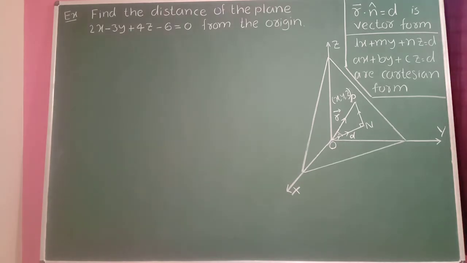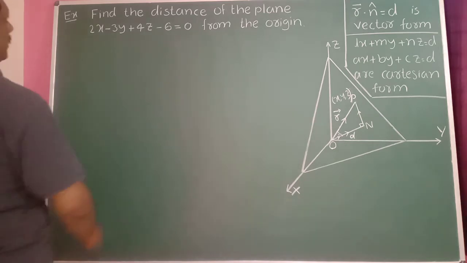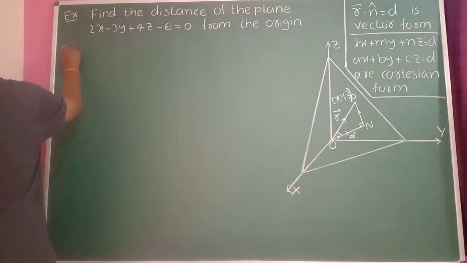So find out the distance of the plane 2x minus 3y plus 4z minus 6 equal to 0 from the origin. So find the distance d.